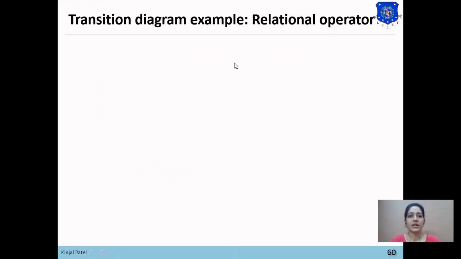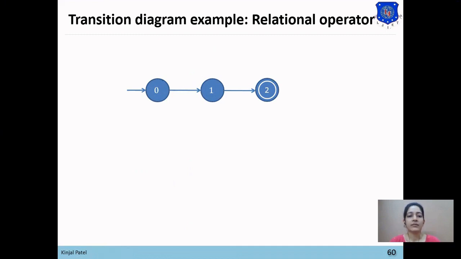So here is the transition diagram for relational operators. Relational operators are less than, greater than, less than or equal to, greater than or equal to, not equal to, and equal to. So we will draw one transition diagram for the relational operators. Now the relational operators follow one rule, which says that each final state returns only one output. So for more than one output there will be more than one final state.